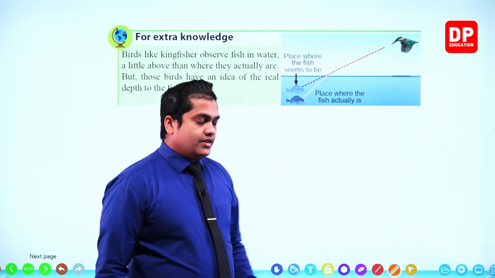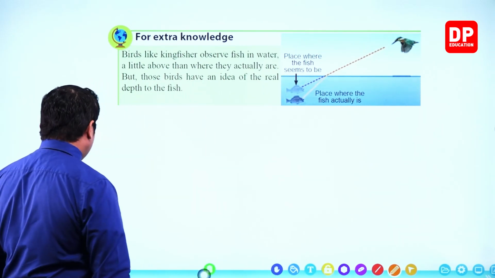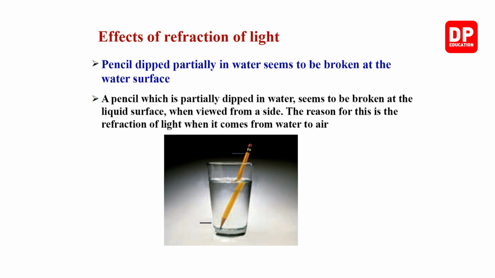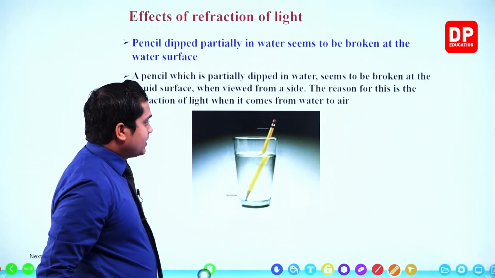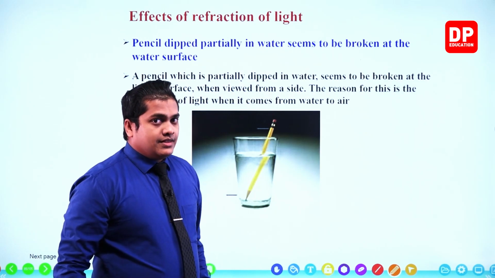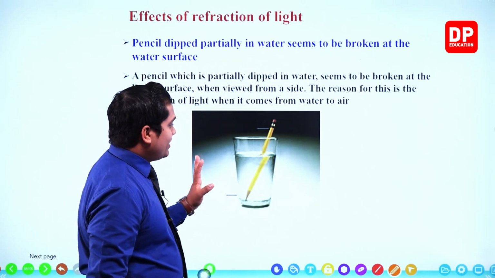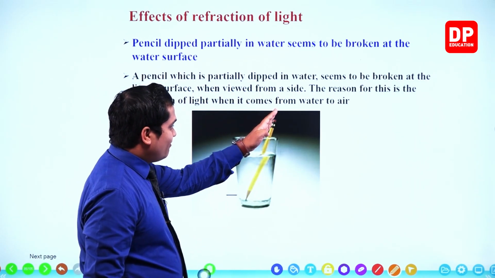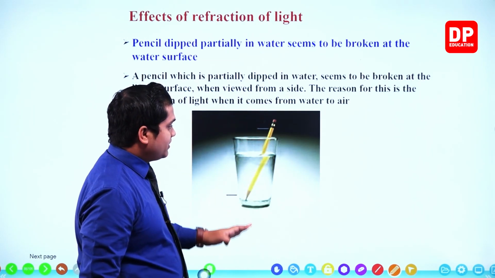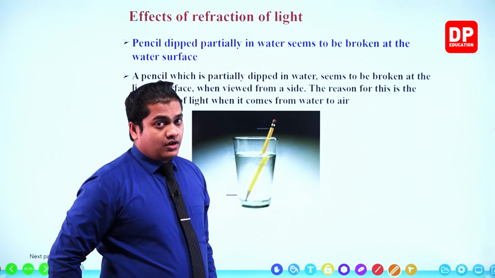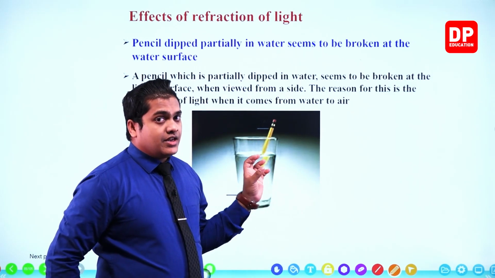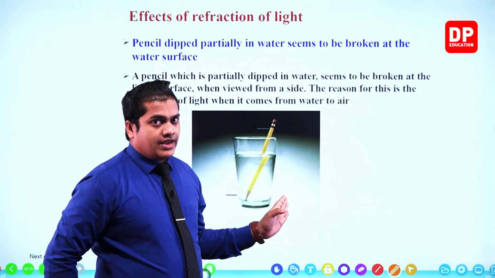Okay, right then. Now let's head on to see the next one. So a pencil dipped partially in water seems to be broken at the water surface. So when you insert a pencil like this, my dear children, we can clearly observe that the pencil has separated into two lines like this. One half is over there and the other half is over here. Like that way we can observe it, if you insert a pencil into a water container, a glass of water like this.